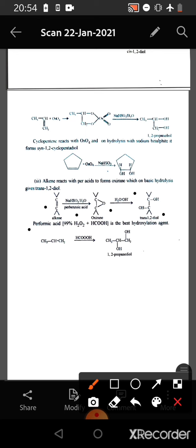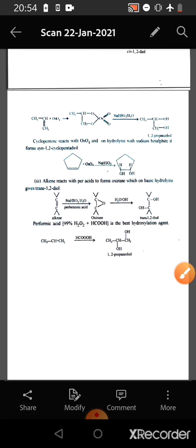Performic acid, that is 99% H2O2 and 1% HCOOH, is the best hydroxylation agent. So here we see that propene in the presence of performic acid forms 1,2-propanediol. That's all for today. Thank you.